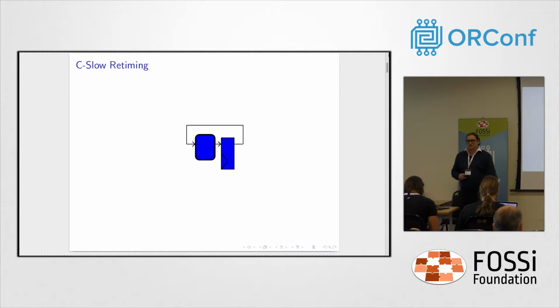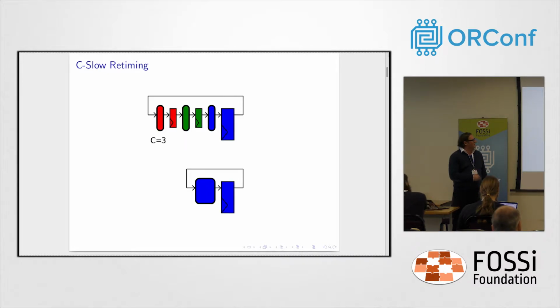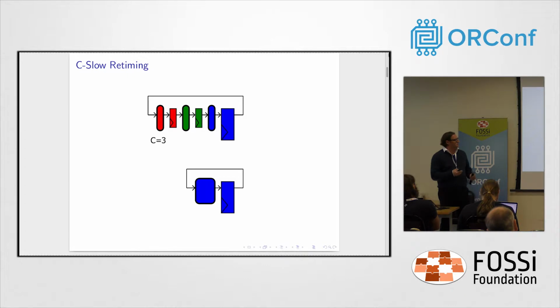So C-slow retiming is a simplification of a digital design. Let's say this is a bus, so you can simplify it like this. And when you add the same number of registers into each path, you duplicate the functionality. So you make a copy of the design, and you use the logic in a time-sliced fashion.